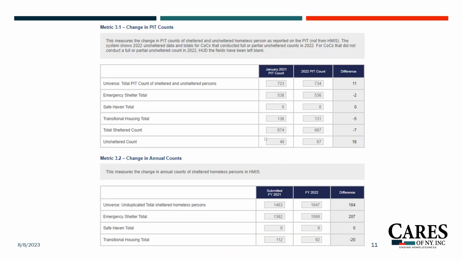When submitted to HUD, this measure looks at both the annual point-in-time count from the current year to the year prior, as well as the annual count of persons in emergency shelter and transitional housing as entered into HMIS. As with the other measures, if there is a significant increase, communities should look into this and determine if it is a data entry error or if there really was an increase in persons served.